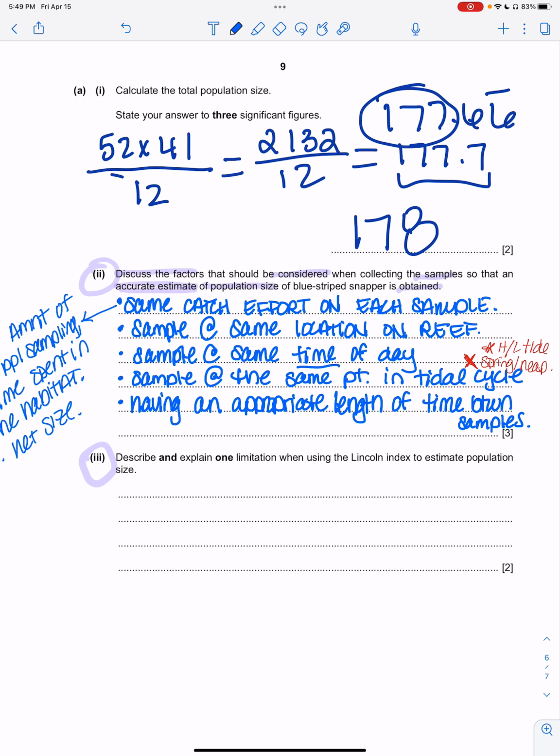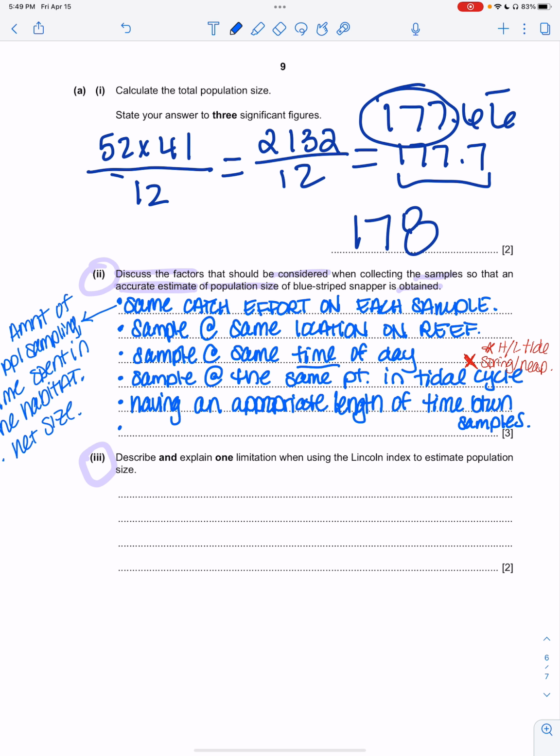You do your first sample in the very beginning of March and then you take your second sample in mid-April. You definitely don't want to have that happen because then there's going to be a lot of human interaction, a lot of human interference in between those different sample times. So that would be an appropriate length of time between samples.